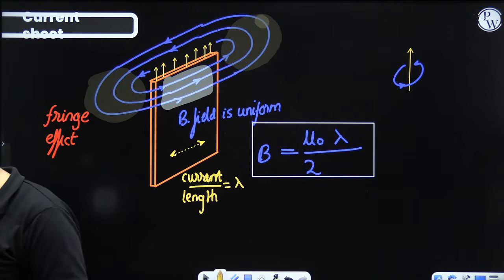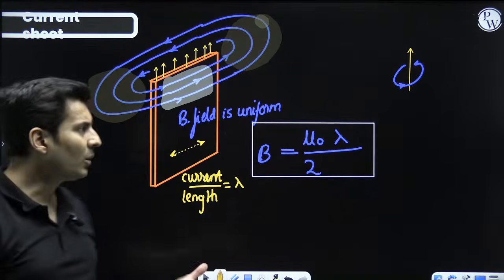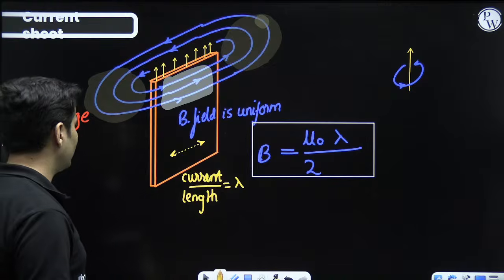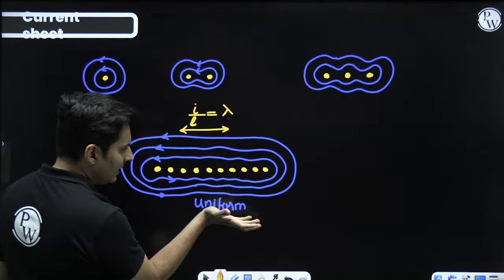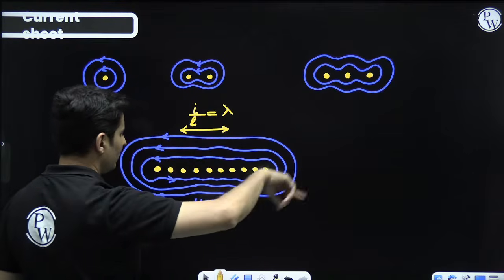Is that okay, Raj Dubey? Perfect. Now is it clear, Kaur? And how to get the direction? Use the right hand thumb rule. So the current is coming towards you. Thumb is in the direction of the current. Fingers will curl in the direction of the magnetic field.